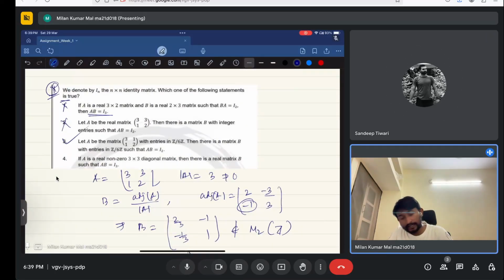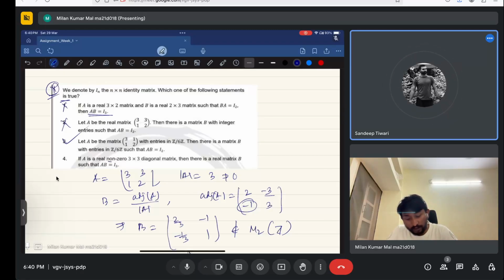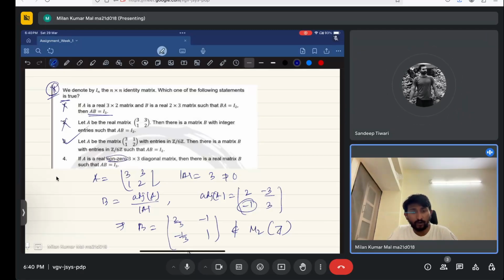So here you can look, only one option is asked, so this will be correct. But let's go to the other option. Why is the other option not correct? If A is a real non-zero 3 by 3 diagonal matrix, then there is a real matrix B such that... If A is a real non-zero 3 by 3 diagonal matrix, this is correct, no? No, sir. Why? Real non-zero matrix. Matrix is non-zero, but one diagonal entry can be zero, right?